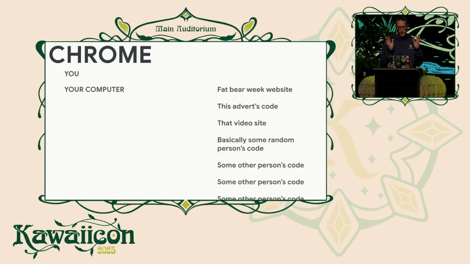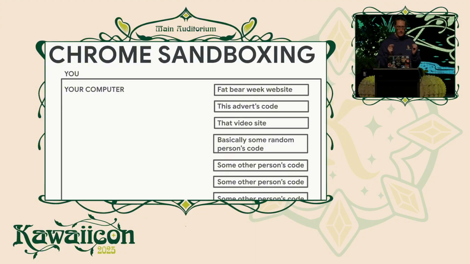The web is like an infinitely composable application platform that lets anybody run code on your computer. And that's a really scary proposition. Every website basically runs code, the fat bears, the adverts. And it's our goal in Chrome security to make sure that it's safe for you to click on links and load websites.